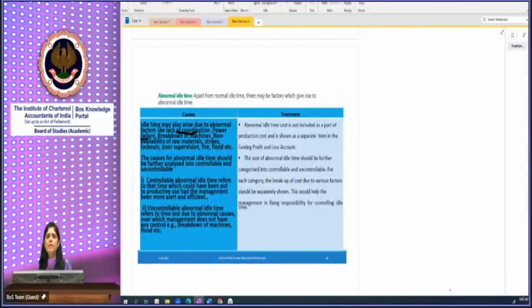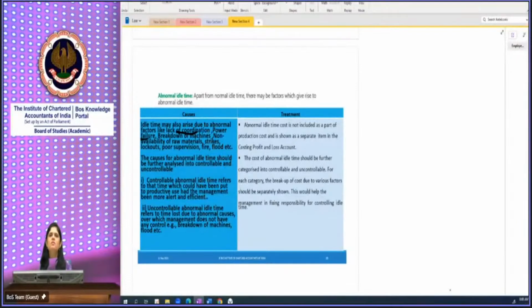But controllable is non-availability of raw material. How come raw material was not there? It should have been there. Why is there a power failure all of a sudden? To some extent it is controllable. There should be regular servicing. And why was there some problem with the machine? Let us say the machine did not get proper oiling, when it was the job of the foreman to do proper oiling of the machine. Because of that, the machine just stopped working. So this is controllable abnormal idle time. It should not have happened.